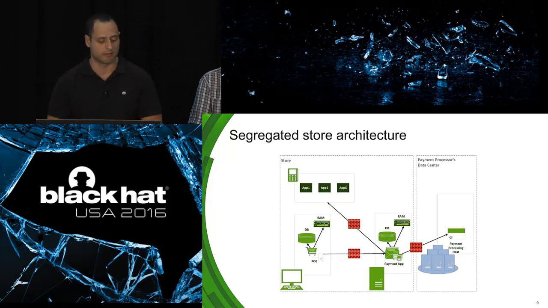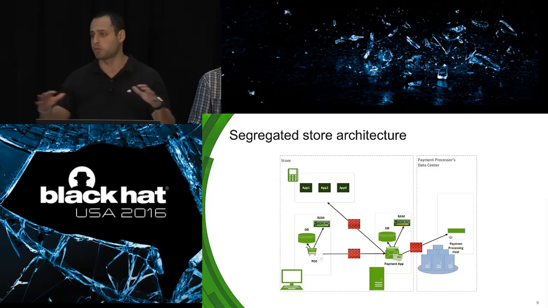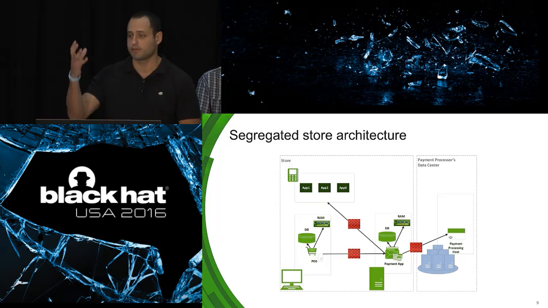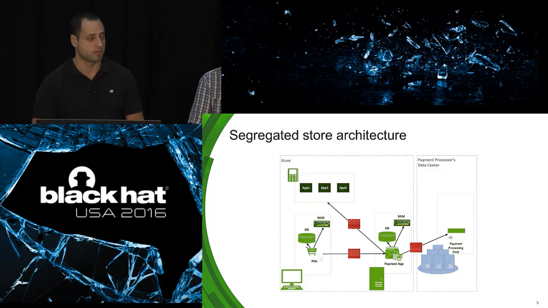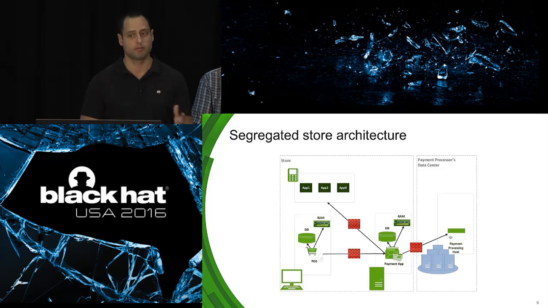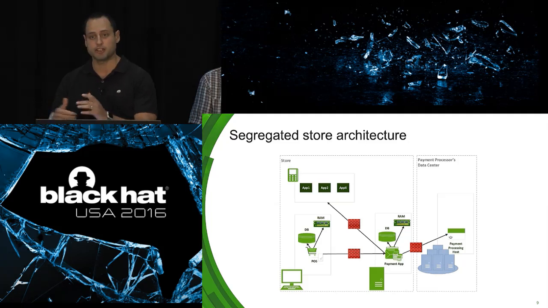The first architecture is kind of a segregated architecture. That means you have the point of sale, or a bunch of points of sale, in the store. Then you have the store server, and as part of the functionality of the store server, you have a payment application.